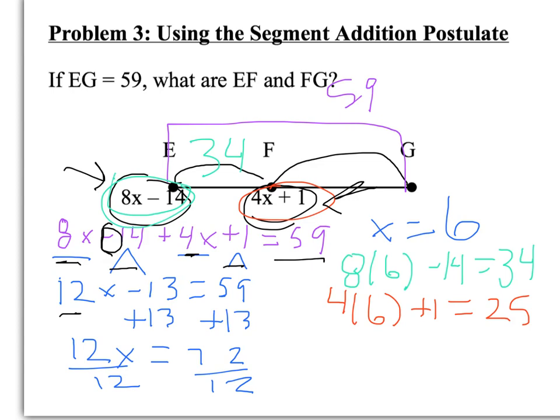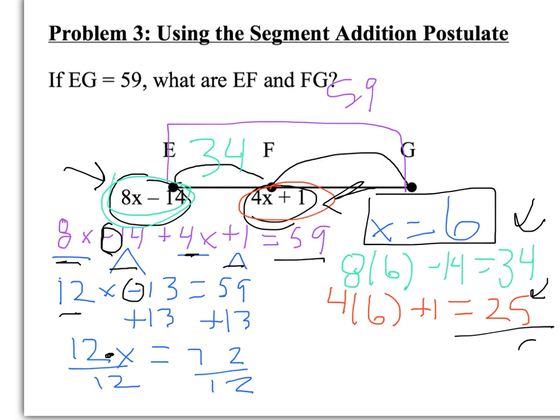So then I have to solve for x. First I added 13 because I had to do the opposite of subtract, and then I divided by 12 because I had to do the opposite of multiplying. And I got x is equal to 6. And as you can see, I plugged in 6 into both of my two equations. If you want to check your work, I got that EF is equal to 34 and FG was equal to 25. If I add those two together, I get 59, which is the total. So it all checks out.